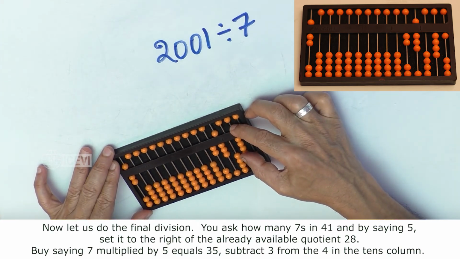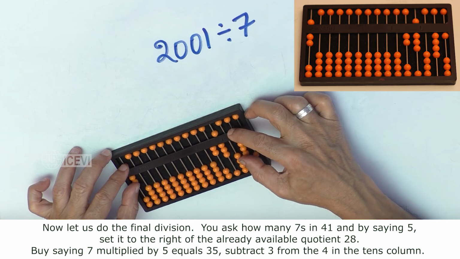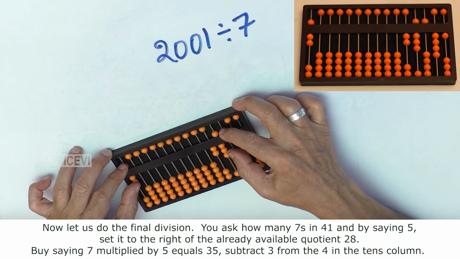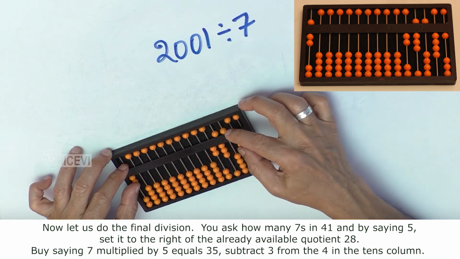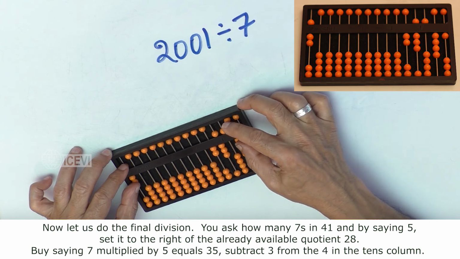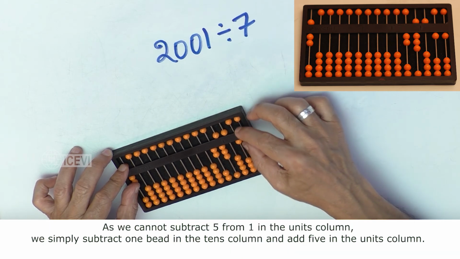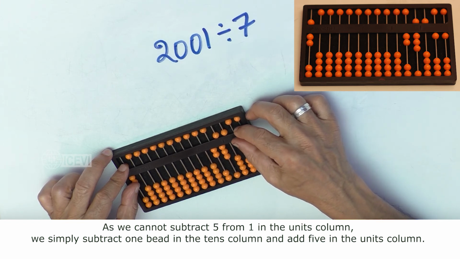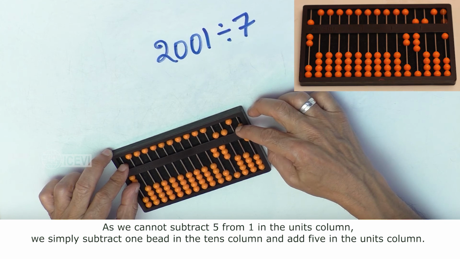You ask how many 7s in 41, and by saying 5, set it to the right of the already available quotient 28. By saying 7 multiplied by 5 equals 35, subtract 3 from the 4 in the tens column. Now we cannot subtract 5 from 1 in the units column, and therefore simply subtract 1 bead in the tens column and add 5 in the units column.